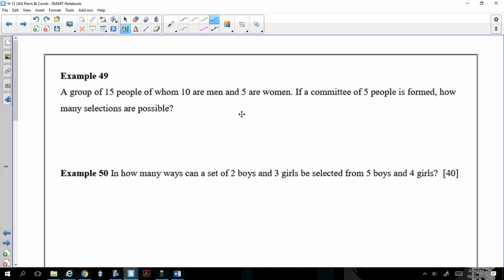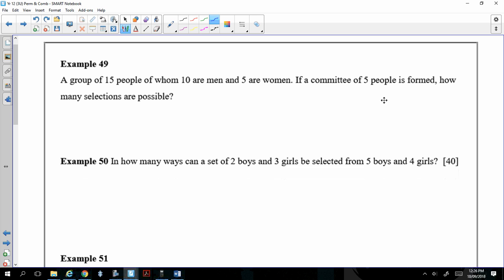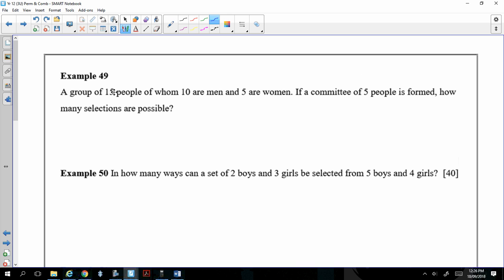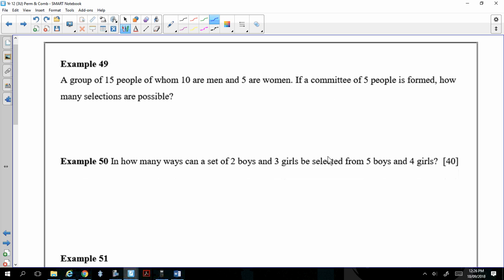Okay, let's look at 49. 15 people, 10 men, 5 women. Community of 5. How many selections are possible? So who wants to have a try? Tell me. 15C5, yep. So you don't have to worry about what's in the group because just say 5 people. Okay, that should be easy.